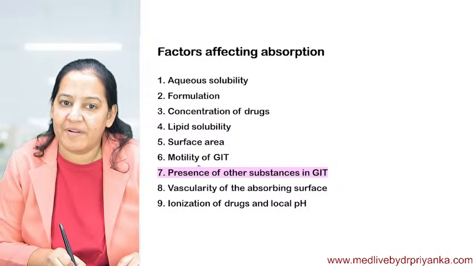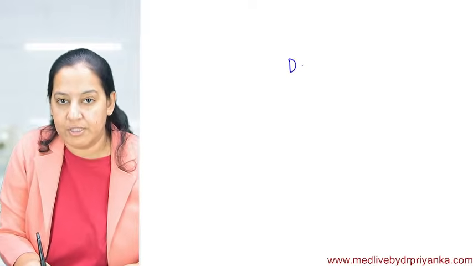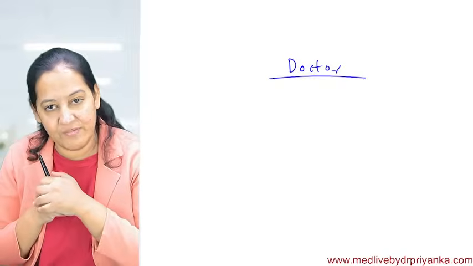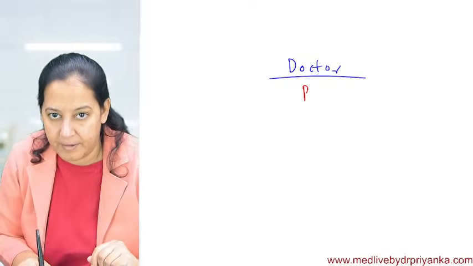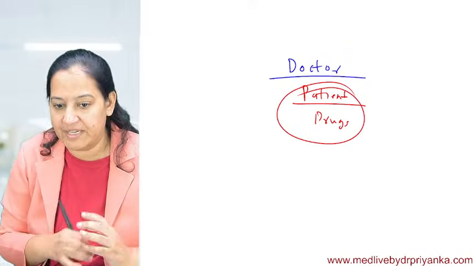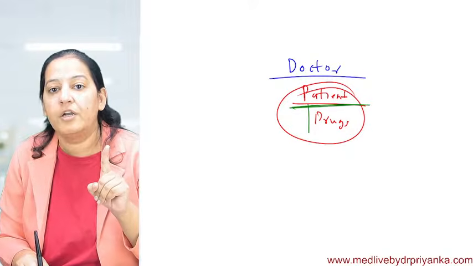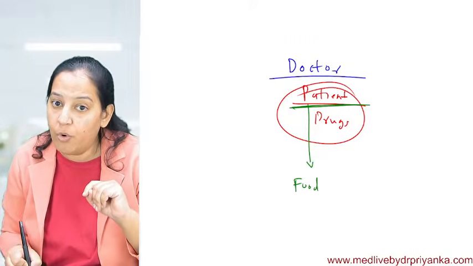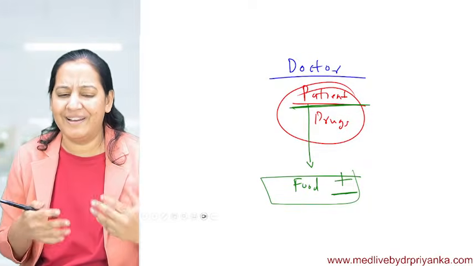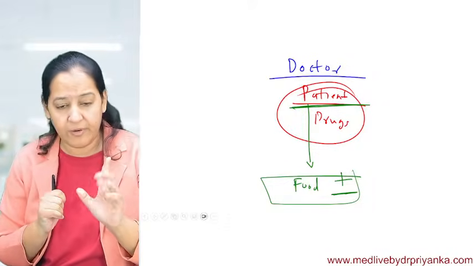The next, seventh factor: presence of other substances in the GIT, like food. Now you are doctors, and once you get your license and degrees, you will start practicing. You will start treating patients and prescribing drugs depending on their disease. Whenever you prescribe any drug, the first question the patient asks is, doctor, shall I take it with food or without food? A very frequent question. You cannot be very casual, saying whatever you want, it will work both ways. No, you should be very particular about that.